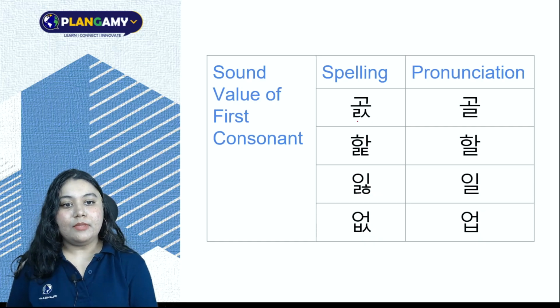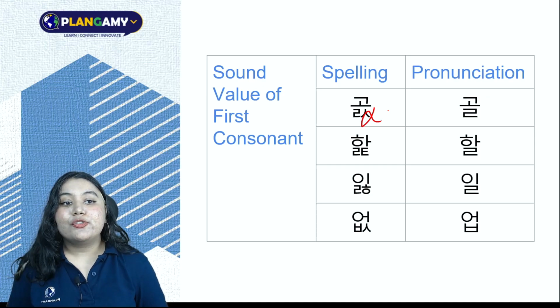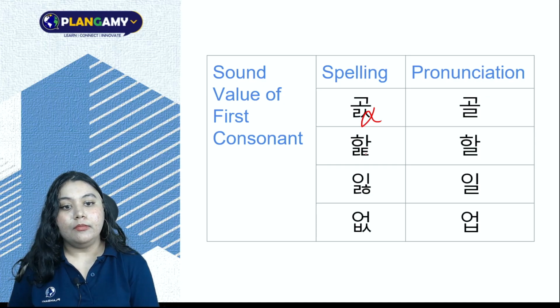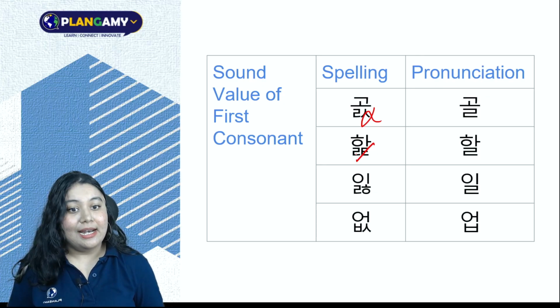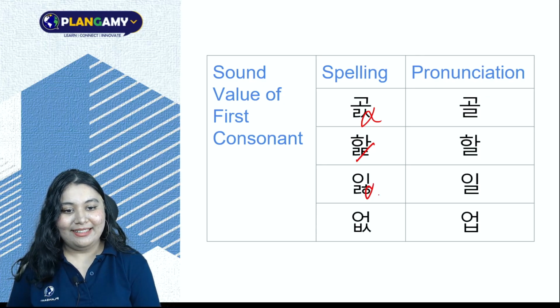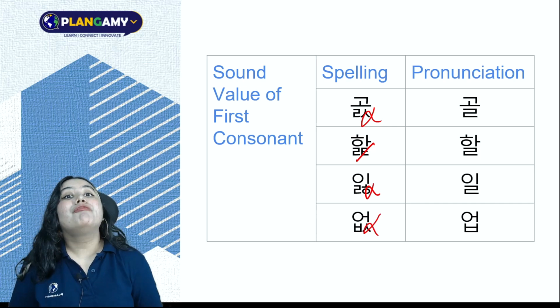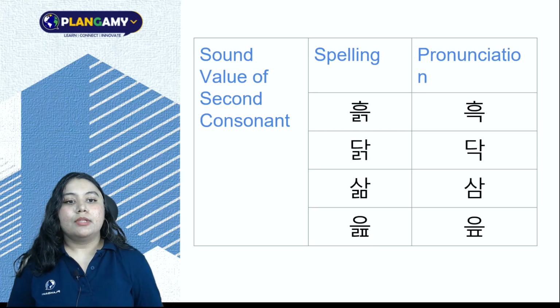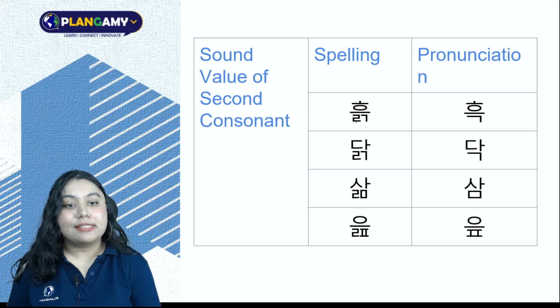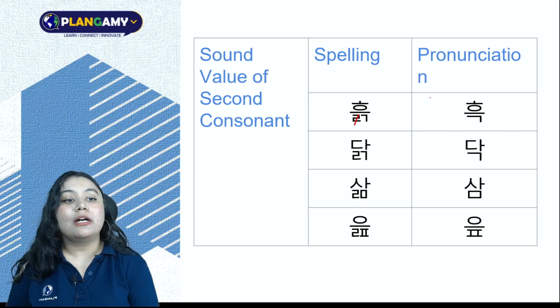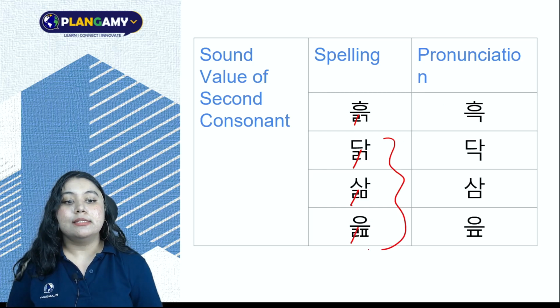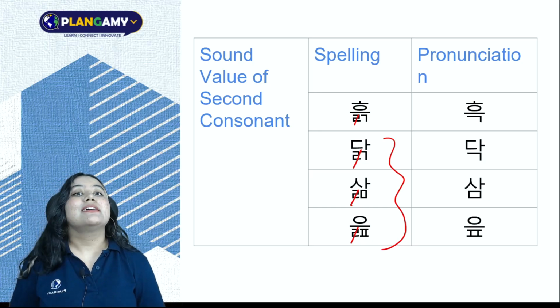Again, this will not be considered. So, ghol. Here also. So, hal. Again, similarly, il and ob. For all these cases, the sound value of the first consonant is considered. Next, here we'll consider the sound value of the second consonant. So not considering this. So this becomes hug, dhag, thumb and up. Only for these three cases the sound value of the second consonant is considered.